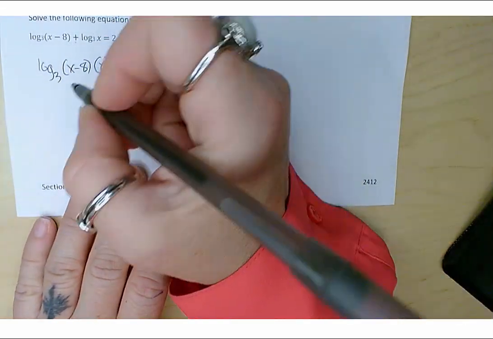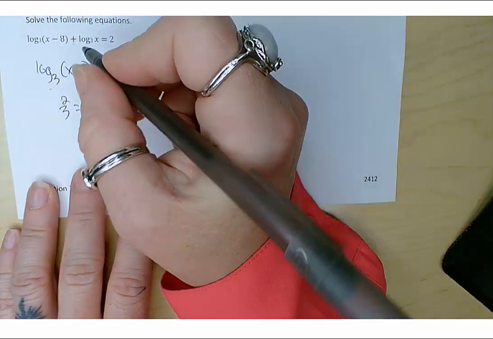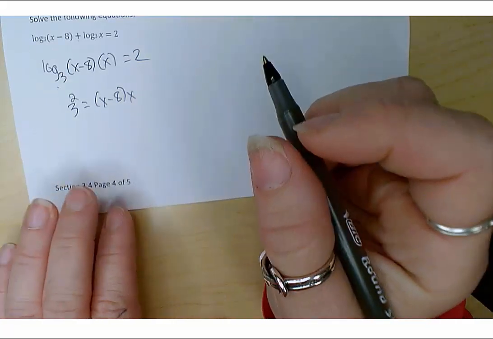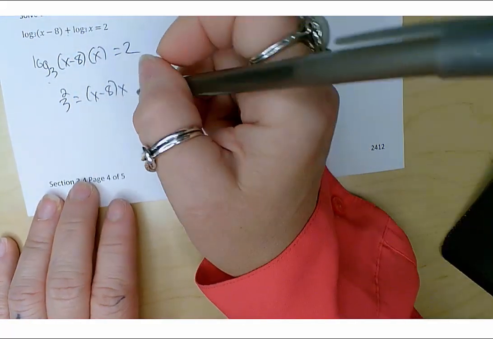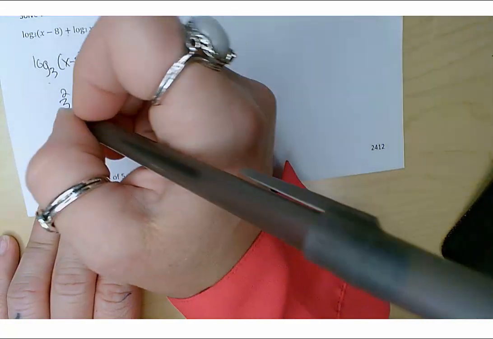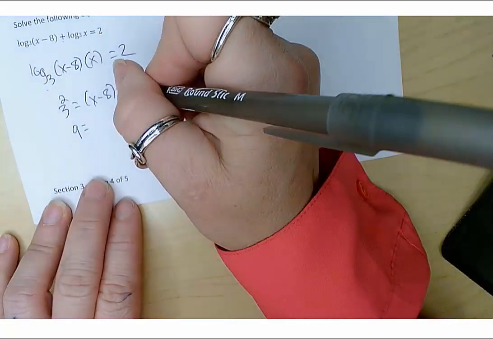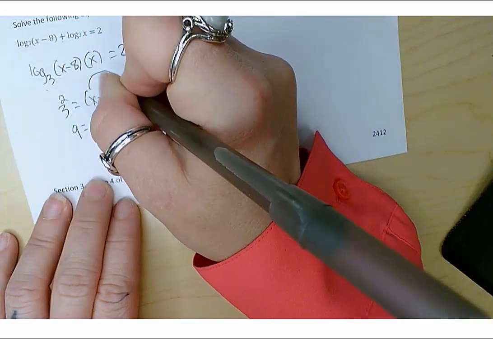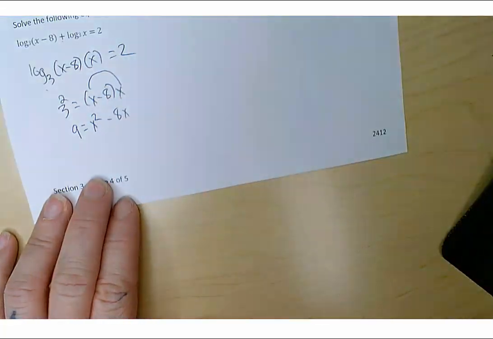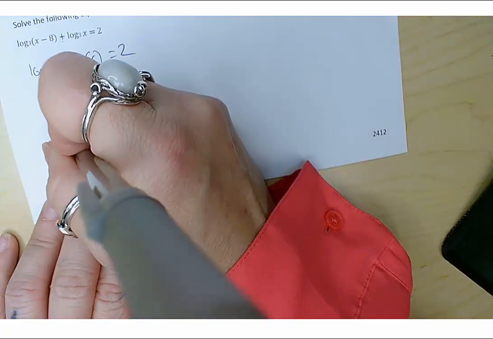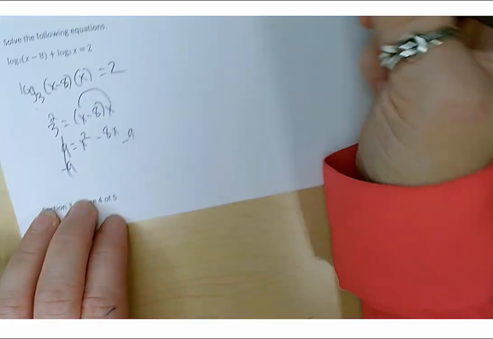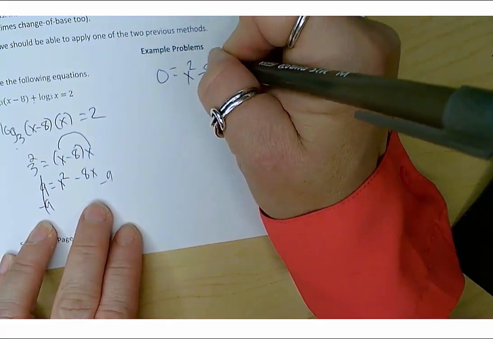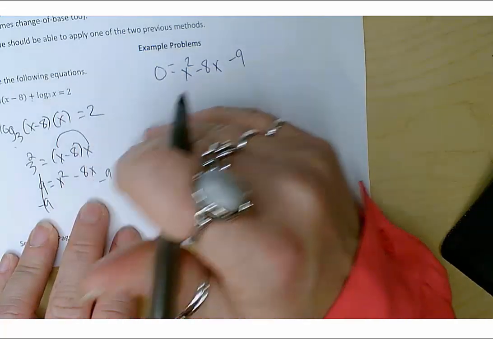When we convert this to exponential, that would be 3 to the second power is equal to this multiplication here. Solve this equation. So cleaning this up, multiply the right-hand side, simplify the left-hand side. 3 squared is equal to 9. And when I multiply this out, x times x squared is x cubed, minus x times 8 to get a negative 8x. Subtract that 9 on each side, and that is going to leave us with a quadratic equation. 0 is equal to x squared minus 8x minus 9.